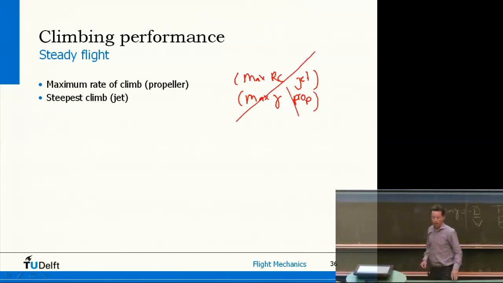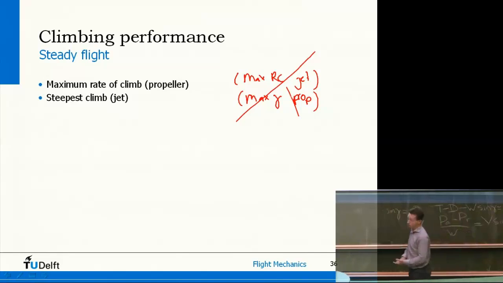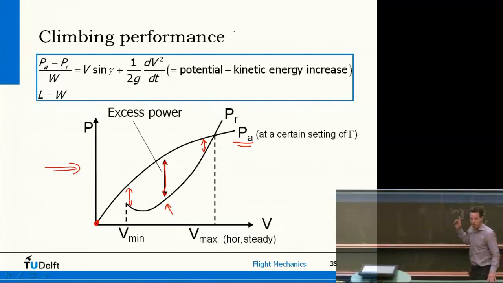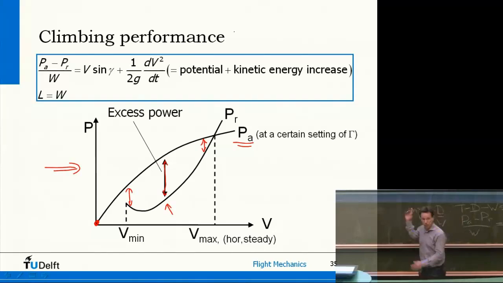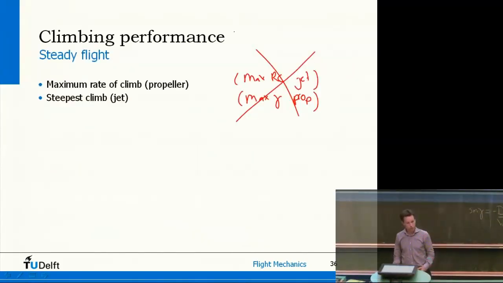And why am I not doing that? The reason is simple. There is no analytical solution to it, so you cannot simply write it out on the exam. However, if you have this picture for a given aircraft with either power or thrust, then you could easily read it from the diagram. But let me show you the two solutions for maximum rate of climb and the steepest climb for a jet.